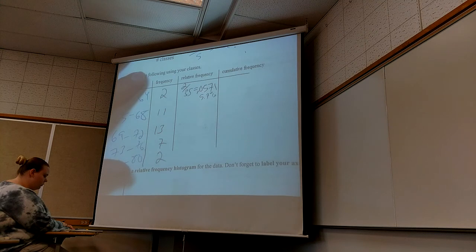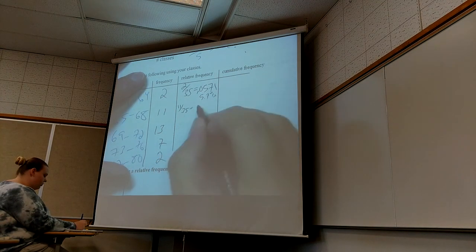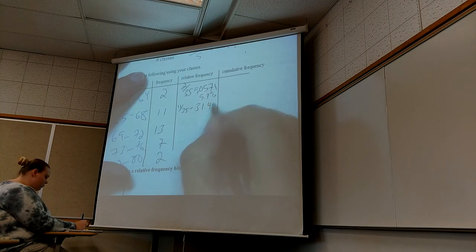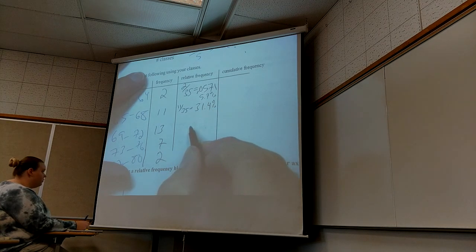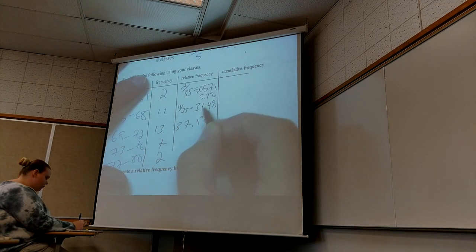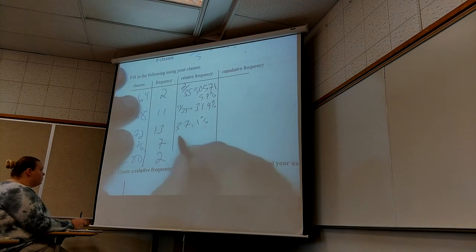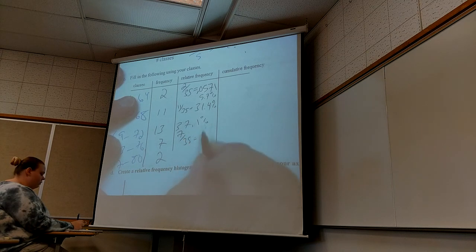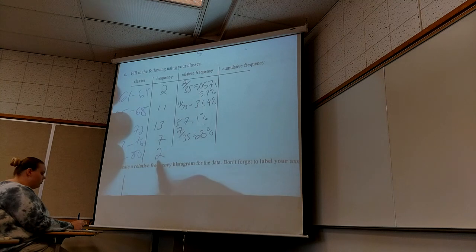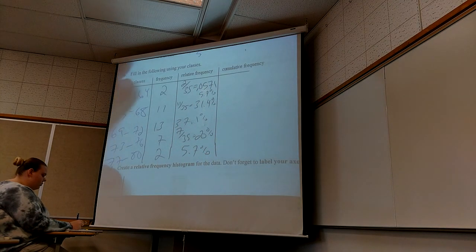So what's 11 out of 35? 31.43. 31.4? 13 out of 35? 37.1. Just add these together: 2 and 11 is 13, so that and that is that. Yeah, you know math, Jeff. 7 divided by 35 is 20%, because that's 1/5, which is 20%. And then 2, we already know. Bam!